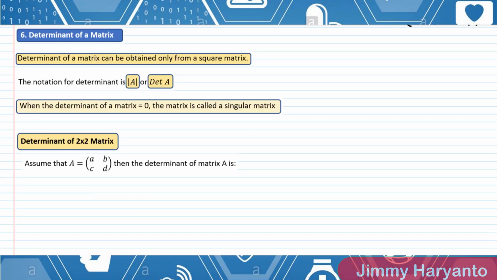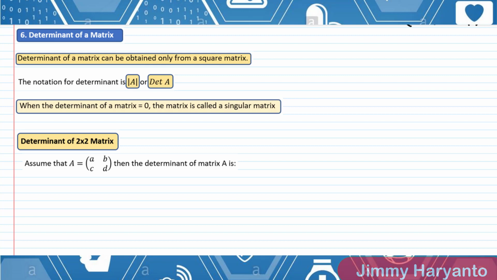Next is determinant of a matrix. The determinant of a matrix can be obtained only from a square matrix, like 2 times 2 or 3 times 3 matrix. The notation for determinant is like this. It's like absolute value, but it's not absolute value. When the absolute sign is in the matrix chapter, that means it's determinant, not absolute. Please remember that. And you can also use det A for the notation of determinant.